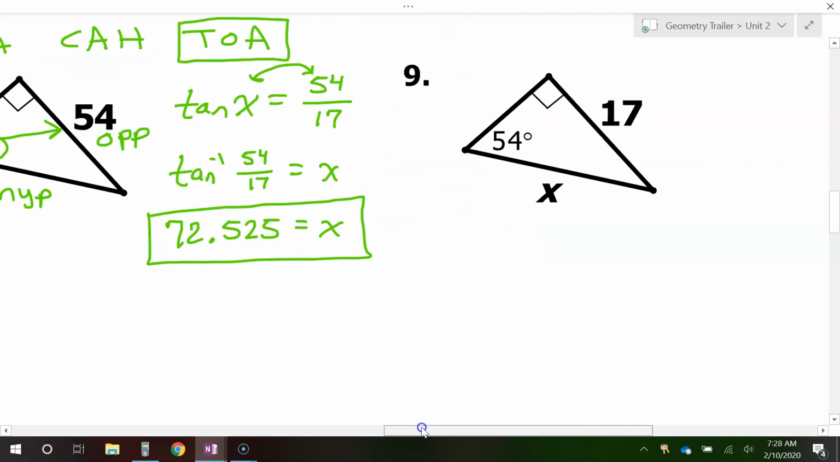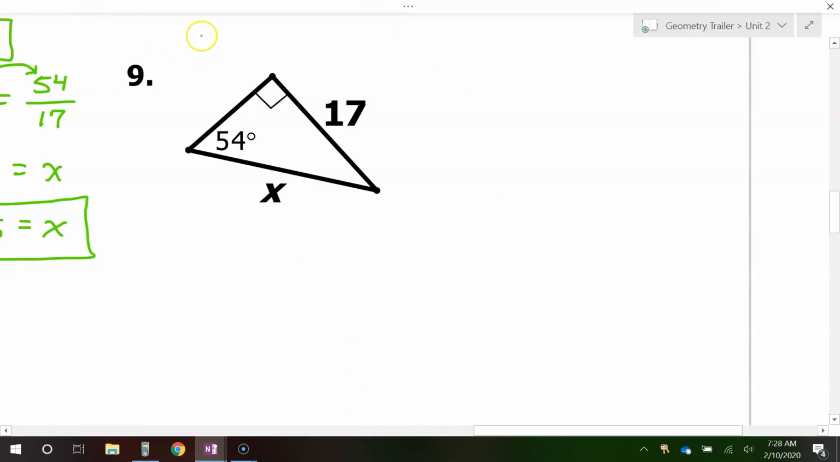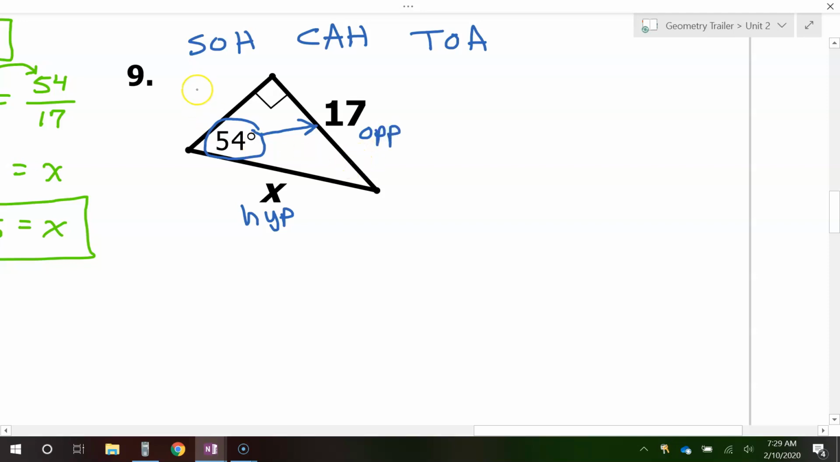All right, how about number 9? All right, let's get ready with our SOHCAHTOA. Got to spell SOHCAHTOA right. Where is the hypotenuse is the first question. Always across from the 90-degree angle. So here is the hypotenuse. Always label that first. Next, circle the angle that you are given. Draw an arrow going away from it. That will tell you which side is the opposite side. The remaining side is adjacent.